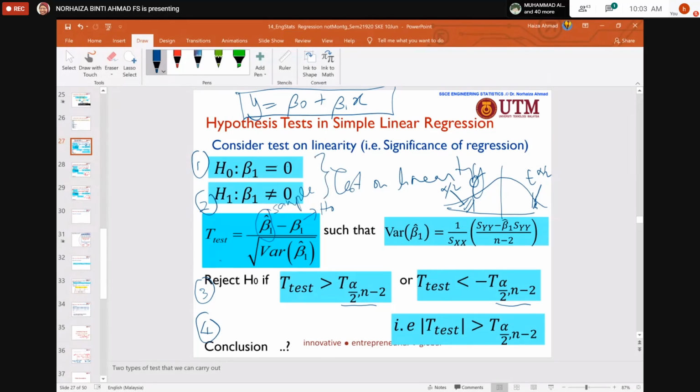My test statistic can be calculated using a t-test in this form, where this is an estimate from your sample. This should be from your H naught. Remember, when you calculate your test statistics, you always assume H naught is true. So this is where you get your H naught value. You use your H naught value, and then the standard error is the variance of your beta, which is given by this formula. Now, all these are available on your statistics table.